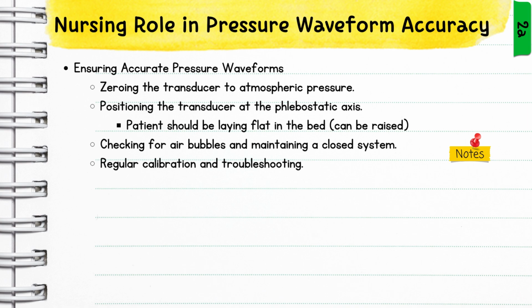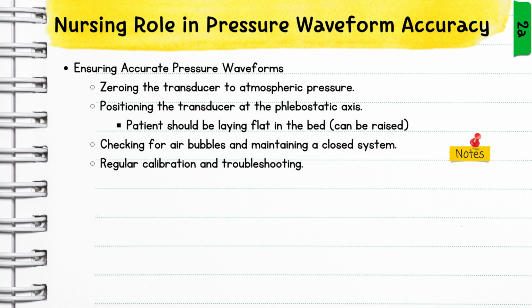The transducer also must be positioned at the phlebostatic axis. What is that? That is a really long word. We'll go over it in just a second, but it's approximately the fourth intercostal space, mid-axillary line. It corresponds with the same level as the atria of the heart, so we want to have it on the same level. I have a picture to show you. Just hold on a hot second.